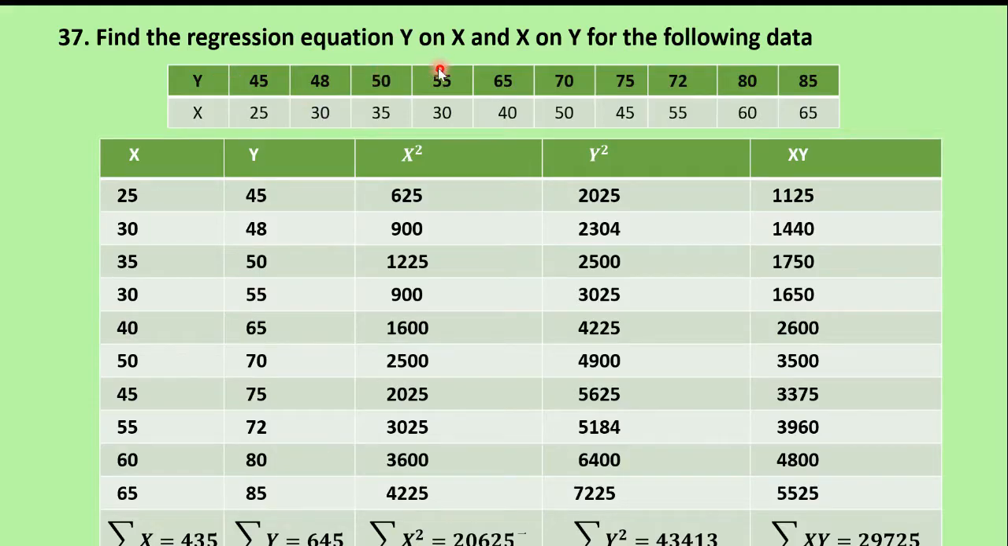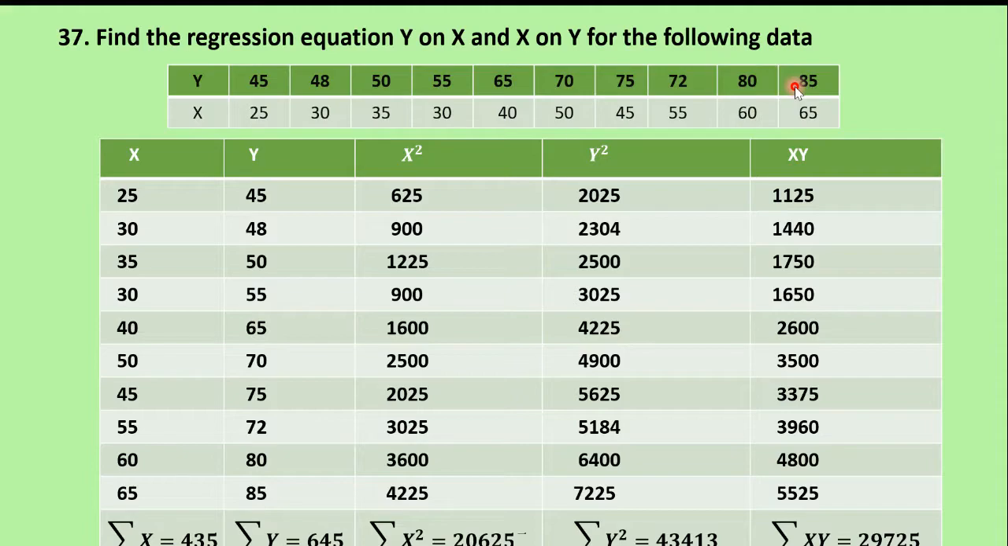Find the regression equation y on x and x on y for the following data. The values of y and x are given. So you have to do the tabular column first. First write x. Be careful here because they have given y first and x beneath y, but when you write, you have x first. X is equal to 25, 30, 35, 30, 40, 50, 45, 55, 60 and 65. Whatever is given here, I have tabulated it here. Y is equal to 45, 48, 50, 55, 65, 70, 75, 72, 80 and 85. This is what is given.